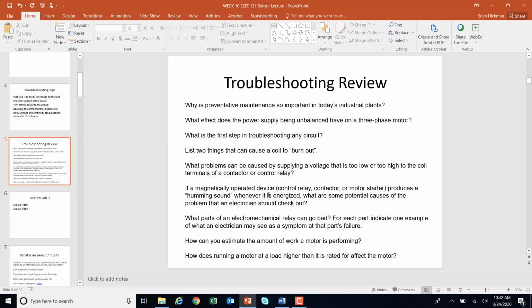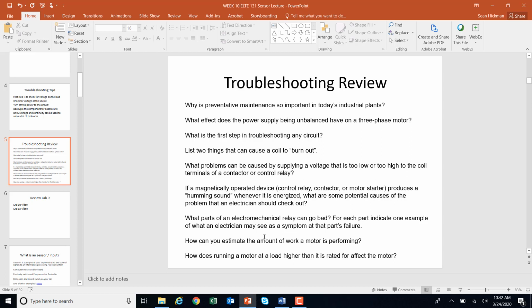And if a magnetically operated device produces a humming sound, what are some of the potential causes? Well, if I'm getting a humming on this, it probably means that I might have too low a voltage on the coil. That's usually what humming means. Or I'm starting to get problems with a coil, that it's damaged. So what you probably have to do is check your voltage, be sure you're getting the right amount of voltage, and if you are, at that point, you might have to replace the item because maybe it's fatiguing. You could also check the resistance of that coil against the manufacturer's recommendations or nameplate.